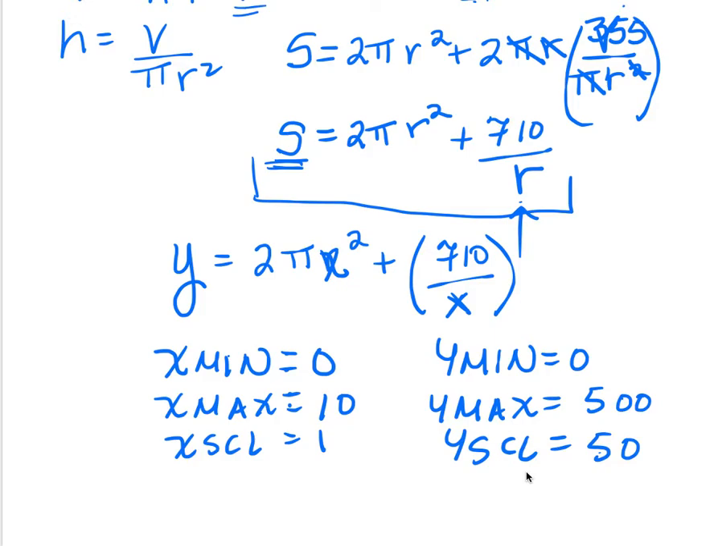2 pi x squared plus parentheses 710 divided by x, and then hit graph. Okay, now you should see something kind of similar to the picture that you see in the book. And notice that this is a rational function. It does have a hyperbola, but we're only looking at one aspect of it. We're looking at the positive branch of the hyperbola. And I want you to find the minimum value.